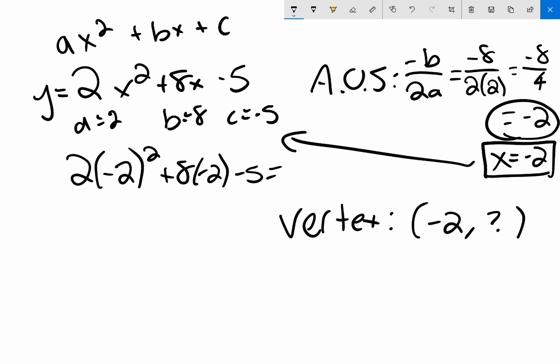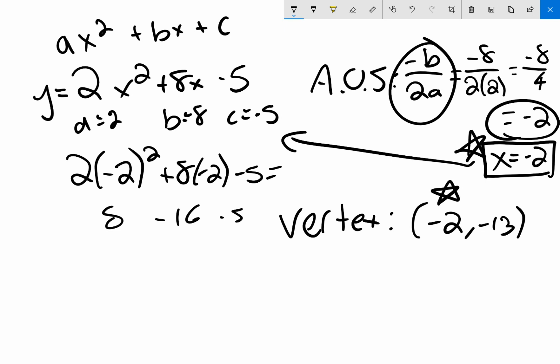So that would be, let's see, 4 times 2, which would be 8. This would be -16, minus 5. I believe that comes out to be -13. So that means my vertex is -2, -13. There you go. Okay, so remember to use this formula. That'll get you the x value. Once you have the x value, just plug it in, and you'll get the y value. Okay? So try your problems out.